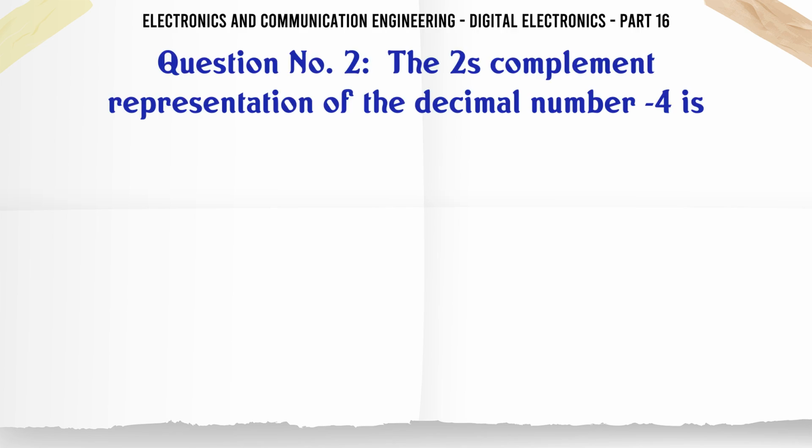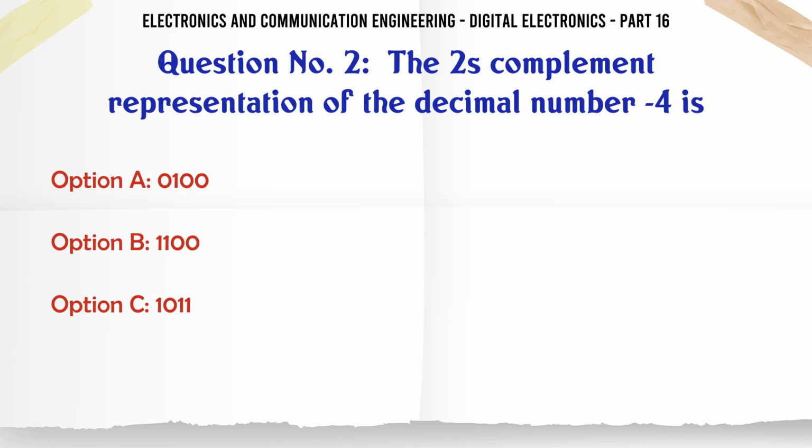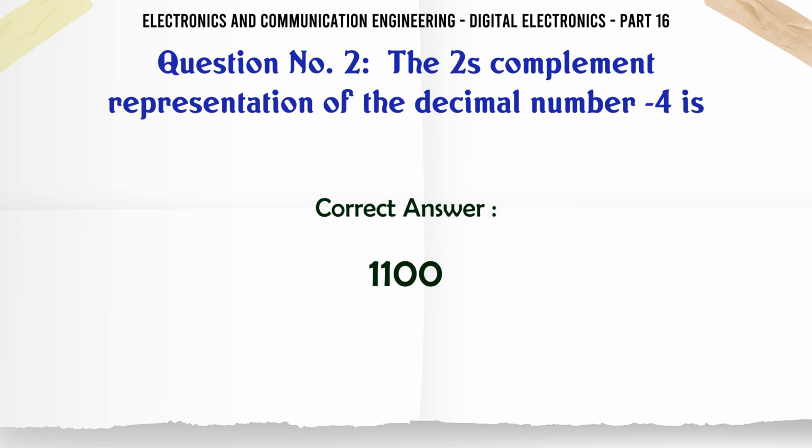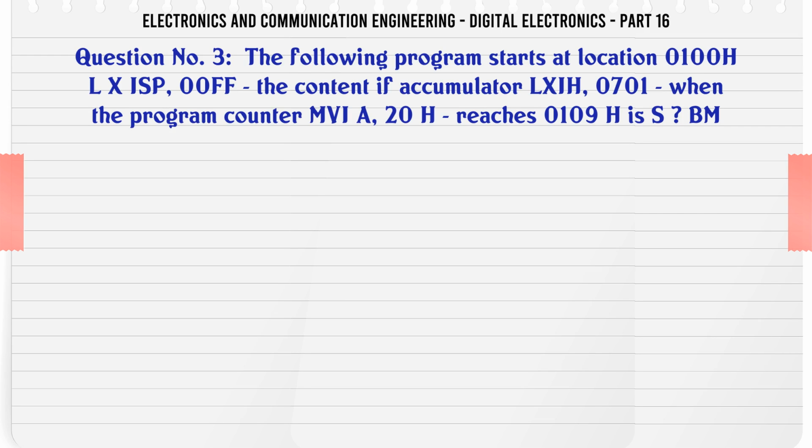The 2's complement representation of the decimal number 4 is: A. 0100, B. 1100, C. 1011, D. 1010. The correct answer is 1100.